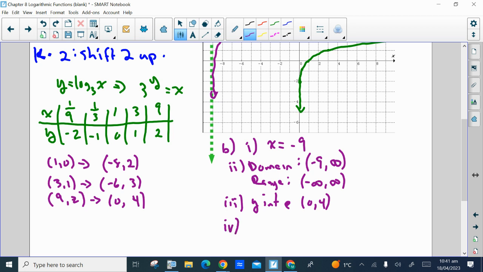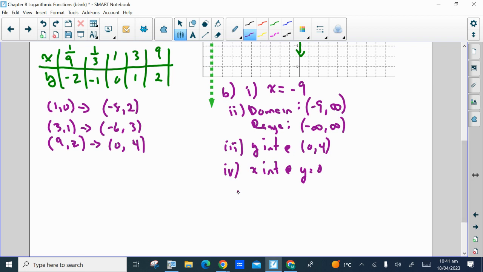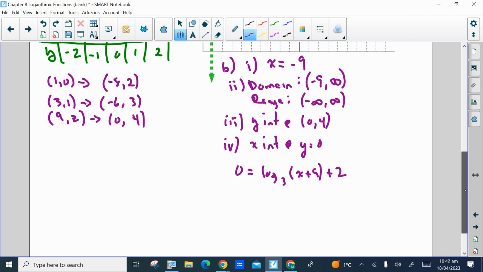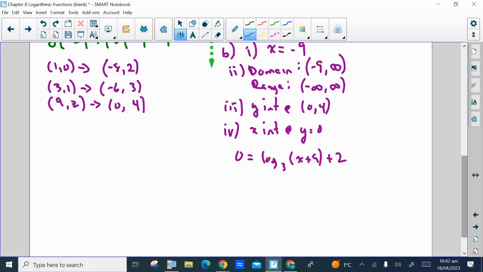It does have an x-intercept. Our x-intercept is where y equals 0. So if we take that equation, it'll be where 0 equals log base 3 of x plus 9, plus 2. So we need to solve for x here. And we would do this by first subtracting the 2 from both sides. We want to get the log by itself. And I do that by subtracting 2 from both sides. And then once we have the log by itself, we can convert from logarithmic to exponential. We can start with the base and cycle through.